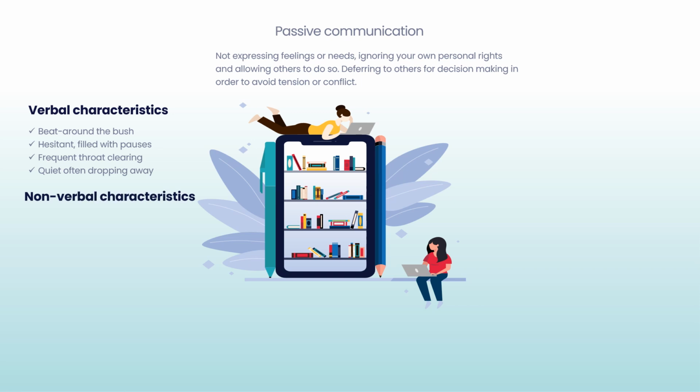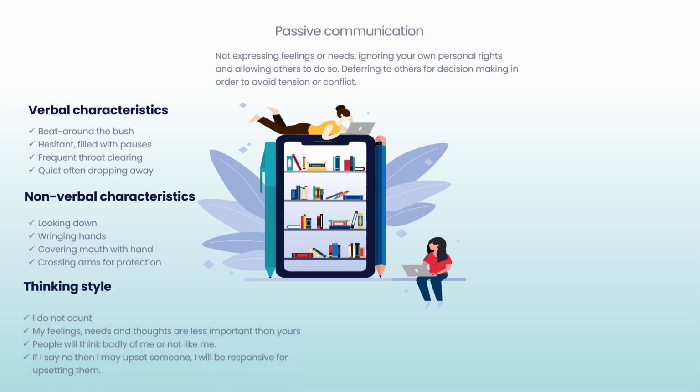Non-verbal characteristics: looking down when speaking, wringing hands when speaking, covering your mouth with your hand, crossing arms for protection. So if you see these signs in yourself when you have to express something, that means you understand that your feelings and your needs, if you express them, may bring tension and create conflict, so you are trying to avoid them by using these characteristics.